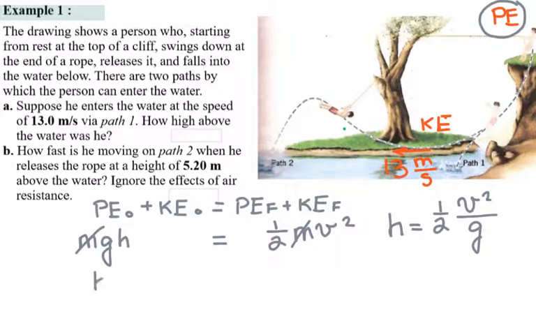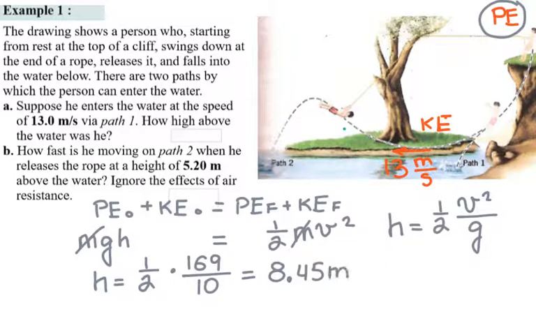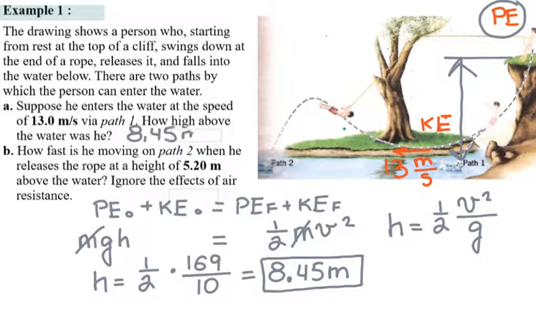So if I plug in the numbers, I have the height is equal to 1/2 times velocity squared, 169, 13 squared, divided by g, which is 10. So the final answer, the height equals 8.45 meters above the ground. So this is where he is located before he hits the water. So this height right here is 8.45 meters.